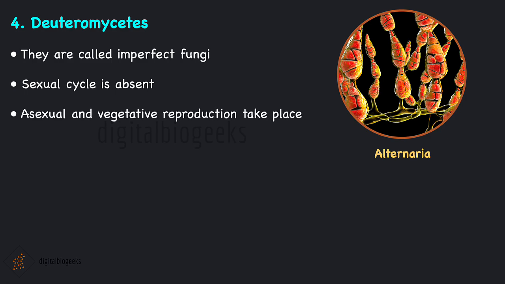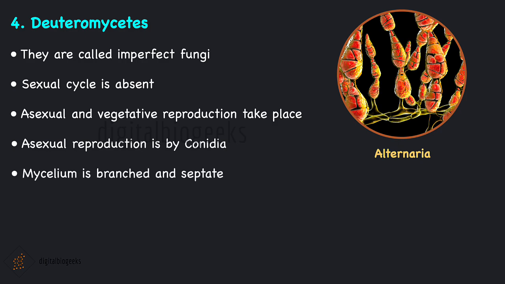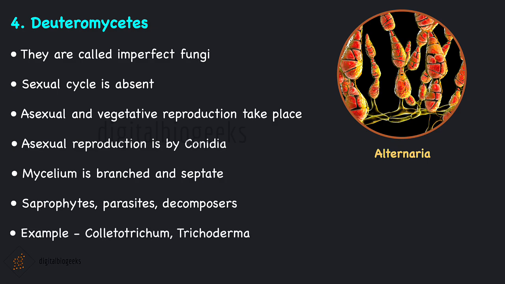Only asexual and vegetative reproduction takes place in Deuteromycetes. When sexual stages are identified inside the Deuteromycetes, the fungi are moved out of Deuteromycetes and placed under Ascomycetes. They reproduce asexually by forming conidia like that of Ascomycetes. The mycelium is branched and septate. Some are saprophytes and parasites, but a large number of them are decomposers and they help in mineral recycling. Examples are Alternaria, Colletotrichum and Trichoderma.